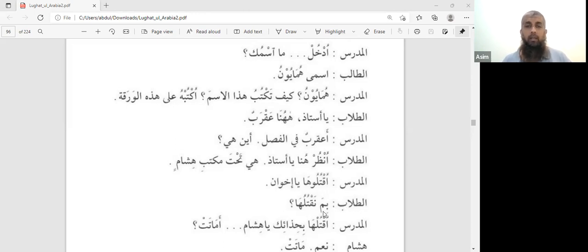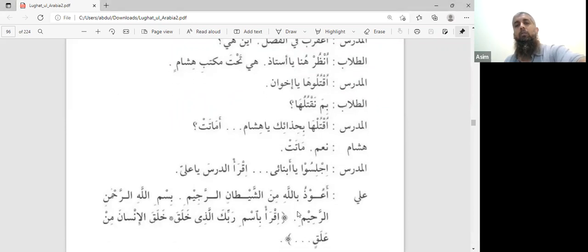The students say, Bima naqtuluha, with what are we killing it? So naqtulu is the present tense form of the verb. Qatala, yaqtulu, naqtulu. Qatala means to kill. Qatala, with an aleph after the first letter, means to fight. So qatala and qaatala: one is to kill, one is to fight.